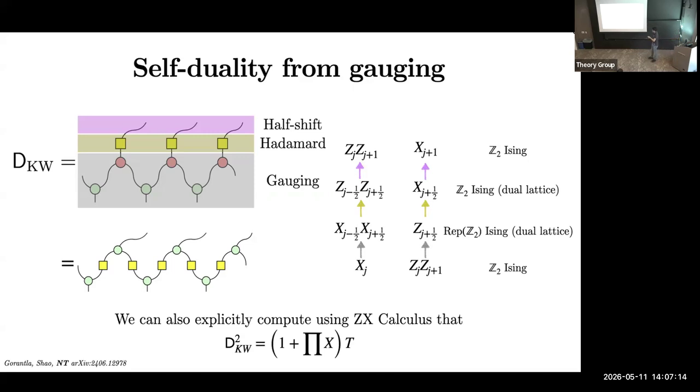And you can also explicitly compute. There are these rules of using these tensor networks, with which you can explicitly compute that you get this projector up to this translation.